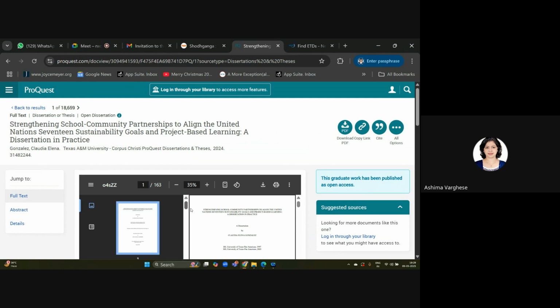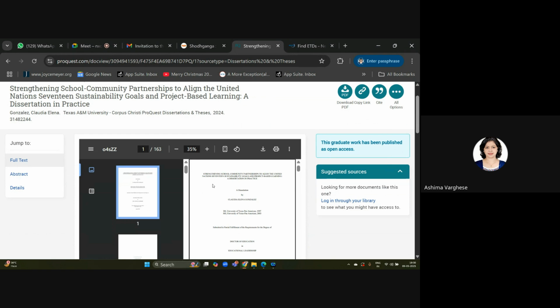See here, this university is actually offering this full text. Here, you can download this also, you can print this also. And mind it, this is having only 163 pages. Here in India we are supposed to write 300 to 500 pages, but there the dissertation may contain less than 200 pages. It is acceptable and it is being published as well. So this is a good area. You can download the PDF also, you can copy the link and you can cite it also.